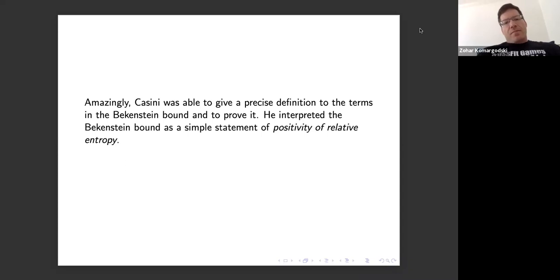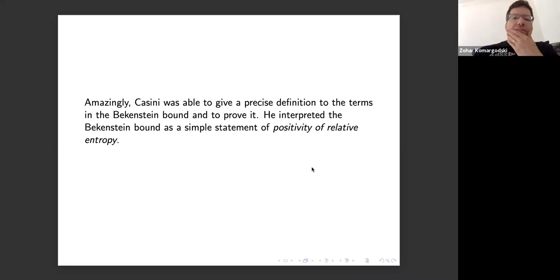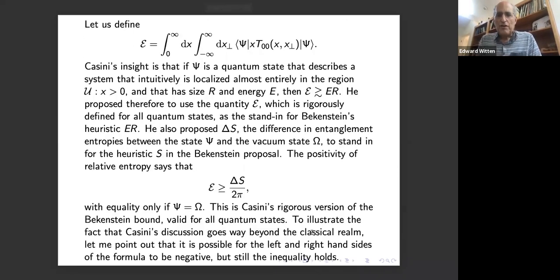Yeah. But I do want to stress something that I said. I think it was the last sentence on my last slide. Something really interesting is that it's possible for both terms in the equation to be negative, and the inequality is still true. So that shows that it's valid way outside the region where thermodynamics makes sense. Bekenstein was thinking in terms of thermodynamic concepts. But here we have an arbitrary quantum state. And when it's extremely quantum, you can make both the left and right-hand side negative, but the inequality is still true.